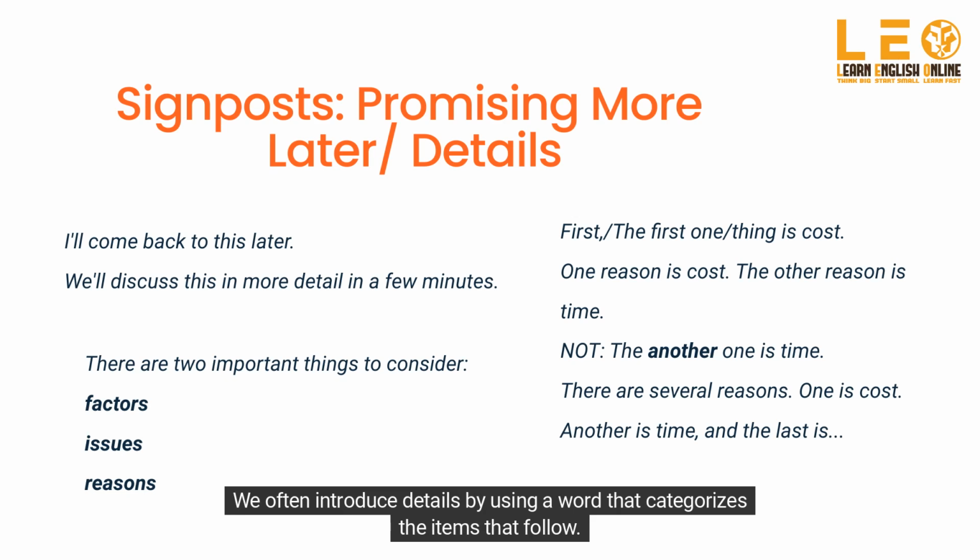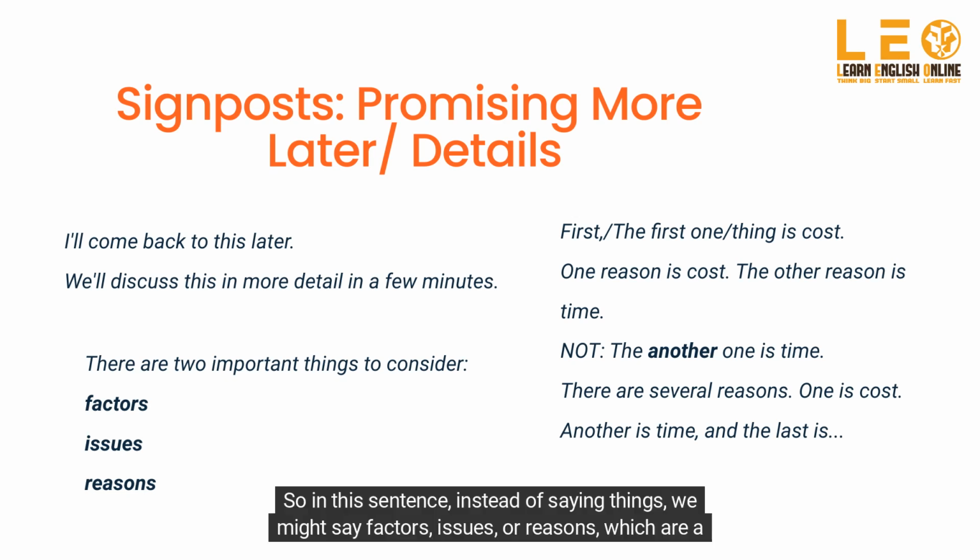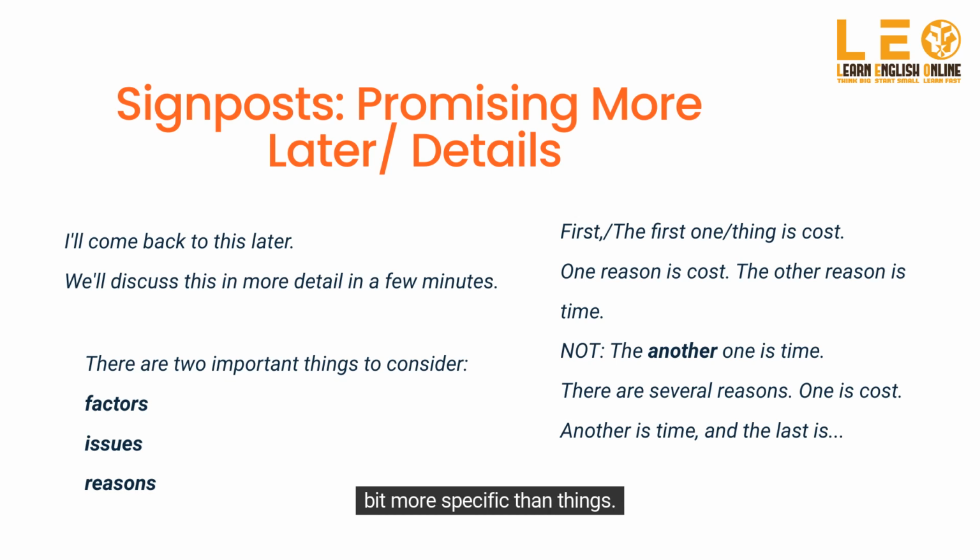We often introduce details by using a word that categorizes the items that follow. So in this sentence, instead of saying things, we might say factors, issues, or reasons, which are a bit more specific than things. There are two important things to consider. There are two important factors to consider. There are two important issues to consider. There are two important reasons to consider.